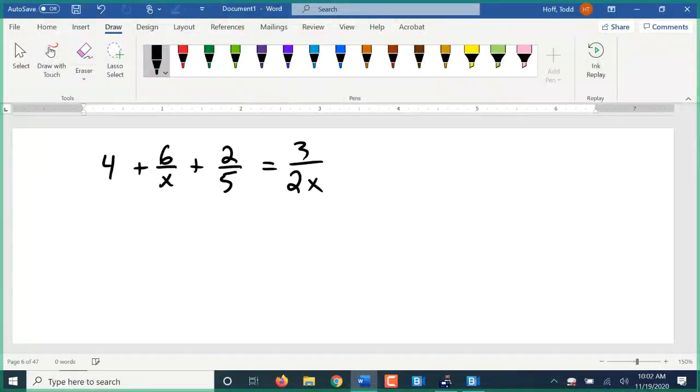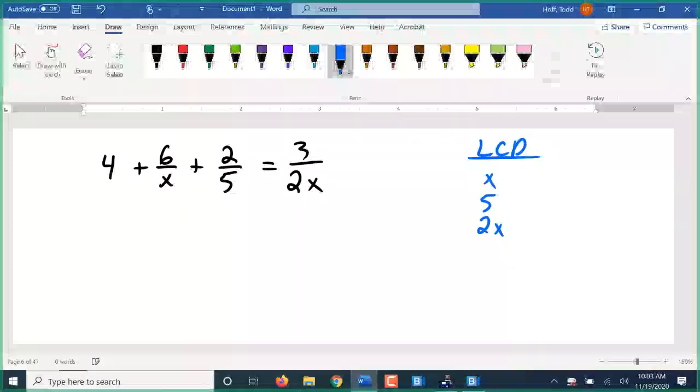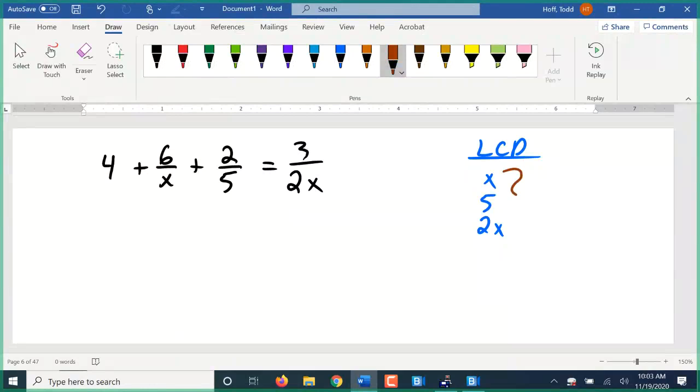So again, we have a variable on the bottom of our fraction in our denominator. We need to find the least common denominator so we can get rid of it. We've got x, 5, and 2x. Again, we're going to ignore the x and just work with the 5 and 2. The least common denominator there would be 10, and then we just put the x on it. So we're going to multiply this whole thing by 10x.